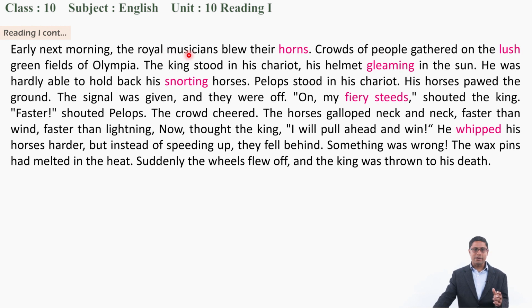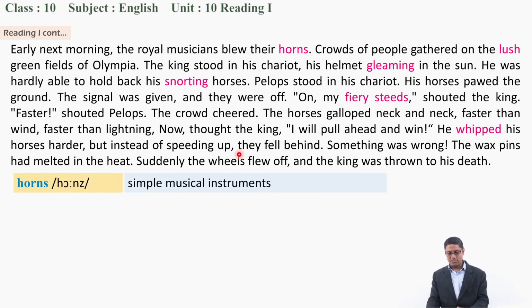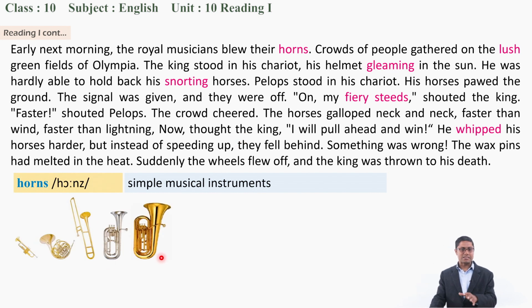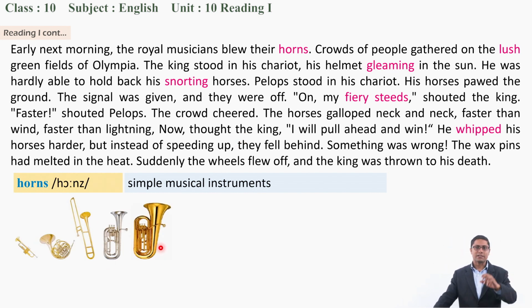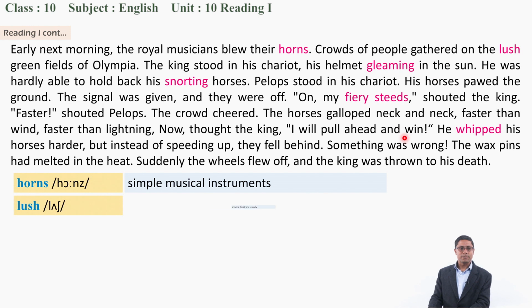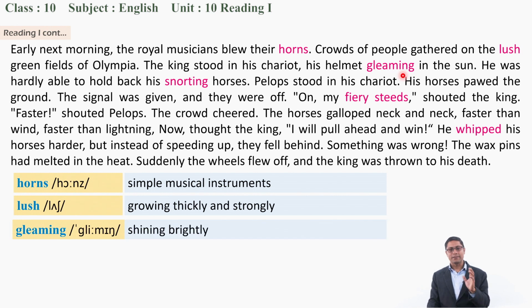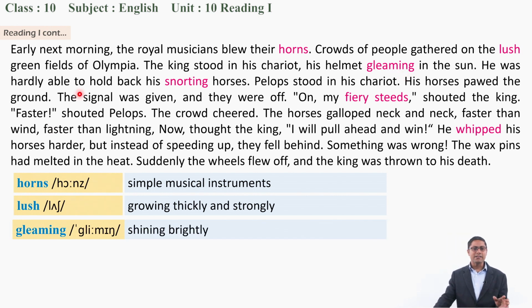Early next morning, the royal musicians blew their horns. Horns means musical instruments. For example, you can see these are the horns. They blew, that means they played. Crowds of people gathered on the lush, means growing thickly and strongly, lush green fields of Olympia. The king stood in his chariot, his helmet gleaming in the sun, means shining brightly in the sun. He was hardly able to hold back his snorting horses.